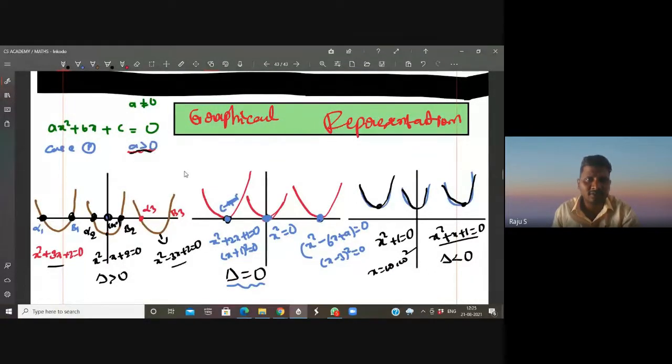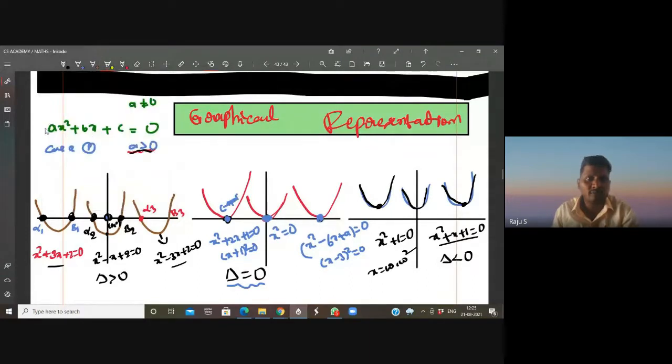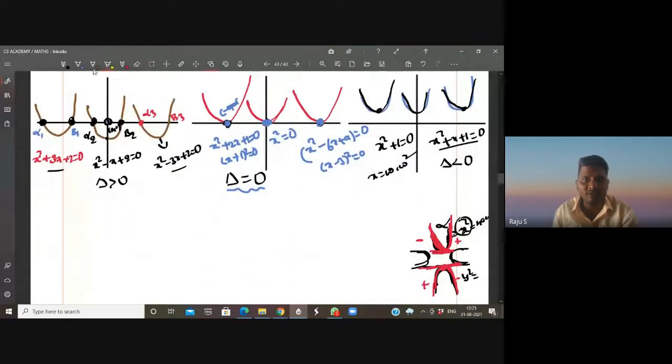A is greater than 0. Then what about a is lesser than 0? Whenever a is greater than 0, it means the coefficient of x square is positive. Then the graph is open upwards.